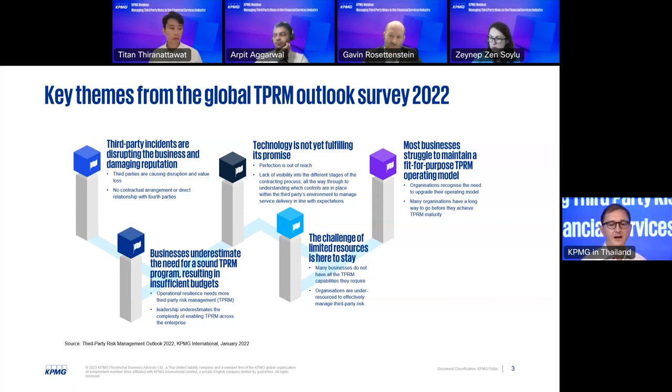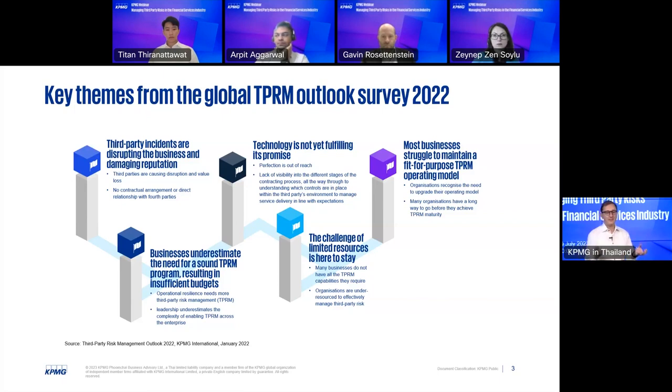Other themes that we have found there relate to, I think, the constant challenge around securing the necessary funding and the budgets to make the TPRM function as effective as possible. Oftentimes, that's because as long as things seem to be running smoothly and no really bad things are happening, it's really hard to make it visible that there is a need to invest into the TPRM capabilities.